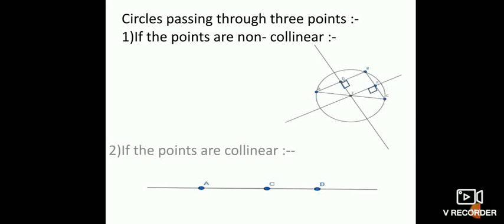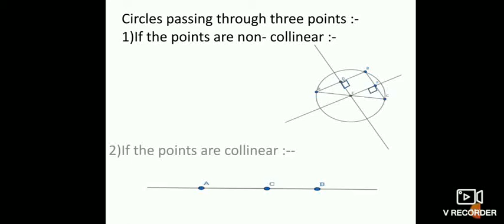Then we can see the circles passing through 3 points. There are 2 conditions: the points are non-collinear, or the points are collinear. At first, if the points are non-collinear, then draw the circle passing through these 3 points. We take the points A, B and C in the plane. Joining these 3 points, we get the triangle ABC.